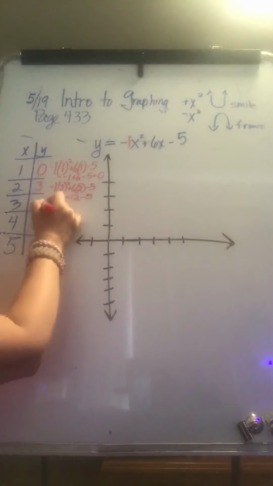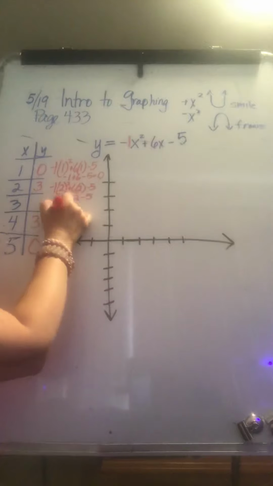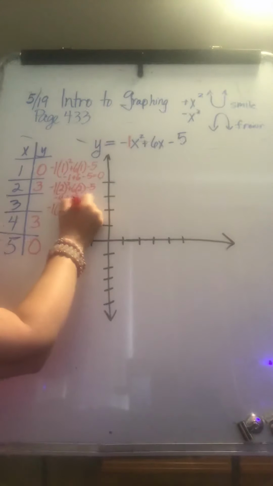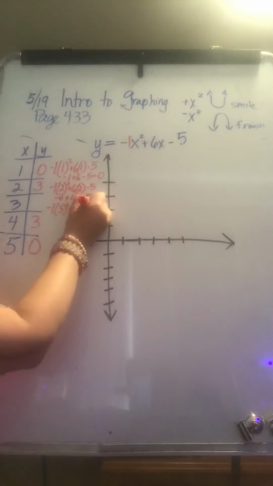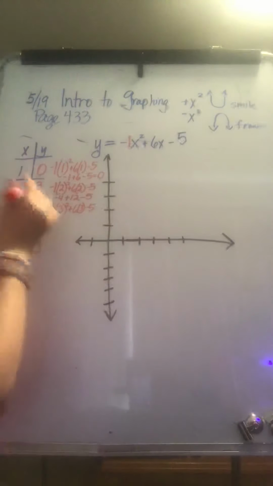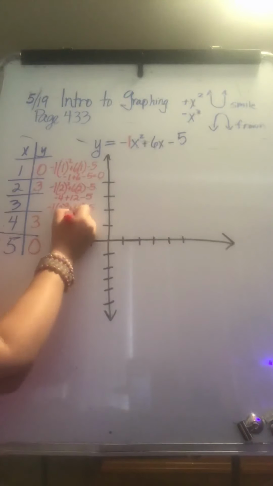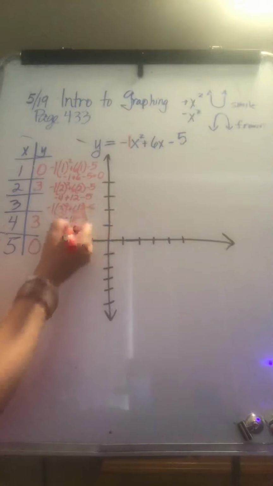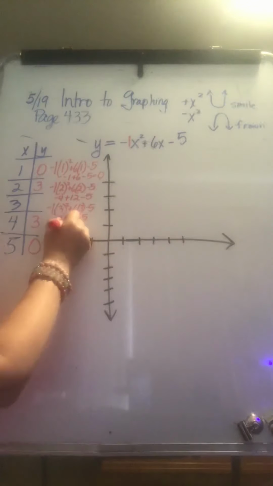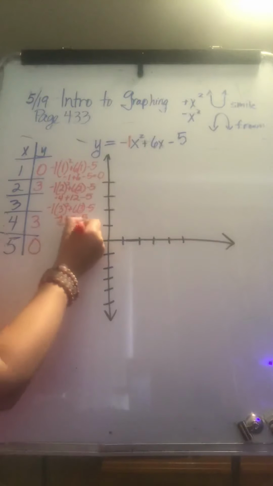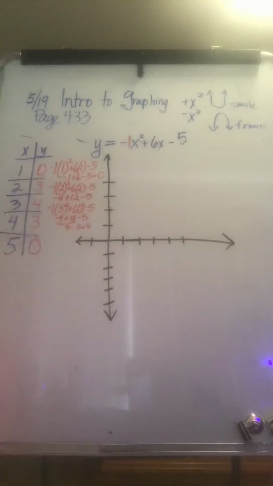Okay, now let's plug in 3. -1 times 3 squared plus 6 times 3 minus 5. -1 times 9 is -9 plus 18 minus 5. And this is going to give us, here we have 9 minus 5, and this is going to give us 4. Okay? So now I'm going to graph this.